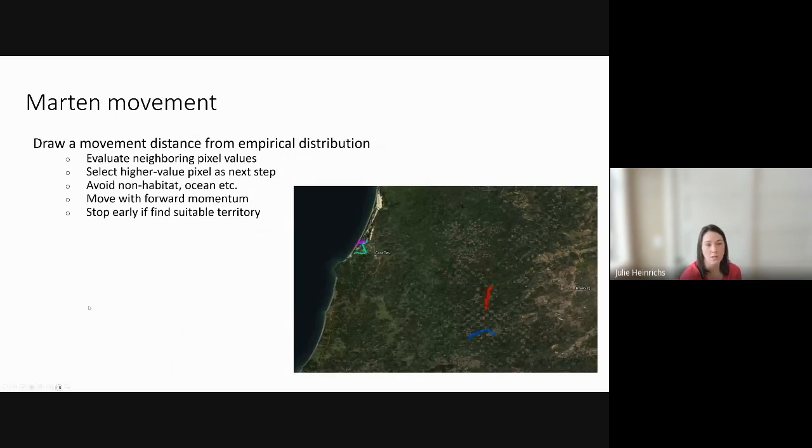The way the movement module works for this species is that individuals draw a movement distance from a distribution characterized from empirical data. They evaluate their neighboring pixels, and then selecting a higher value pixel is their next step. But they weigh that next step with a number of other decision criteria, including the desire to move more in a straight line than randomly, and to avoid certain features like non-habitat or ocean. And they're able to stop early if they find a really great territory. That's the purpose of their moving, to find a new territory.